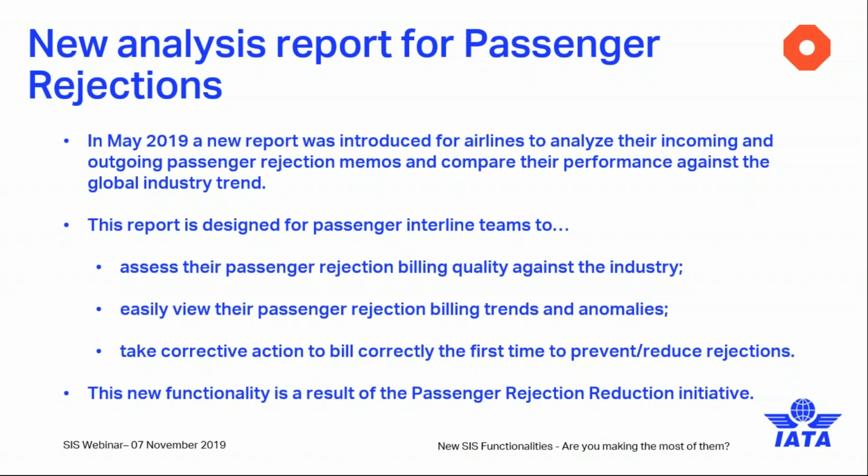In May of 2019, this new report was introduced for airlines to analyze their incoming and outgoing passenger rejection memos and compare their performance against the global industry trend. This report is designed for passenger interline teams to assess their passenger rejection billing quality against the industry, to easily view the passenger rejection billing trends and anomalies, and to take corrective action to bill correctly the first time and prevent or reduce rejections. Just as a note, this functionality was as a result of the passenger rejection memo reduction initiative, which some of you may be familiar with already.